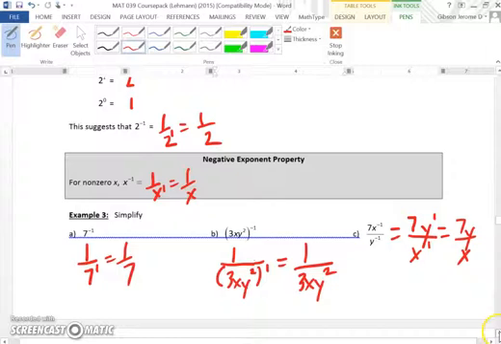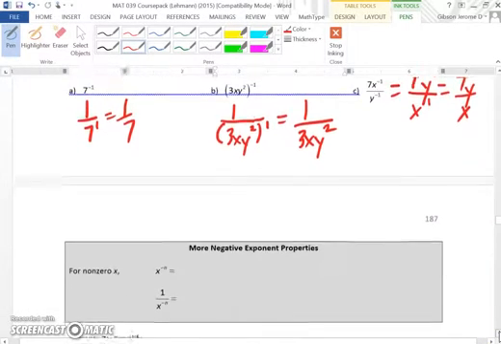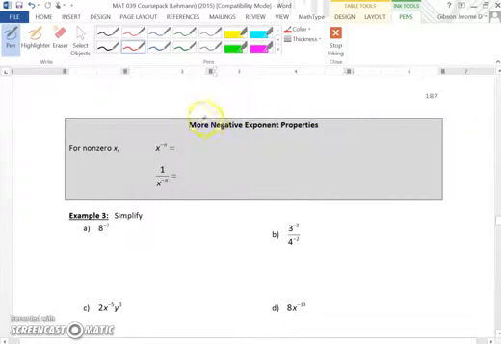Okay, now, you scroll to the next page. It says more negative exponent properties. X to the negative n, we know that this would be 1 over x to the positive n, just like I told you all.